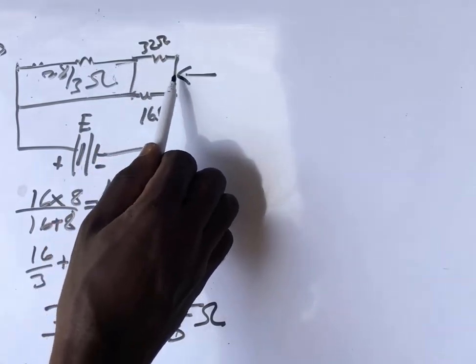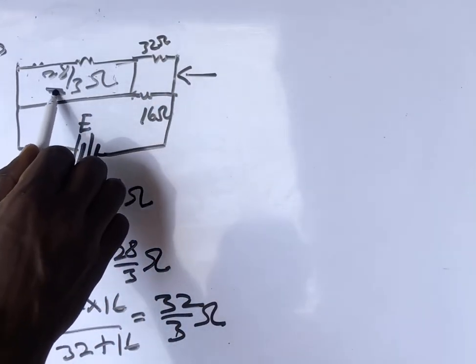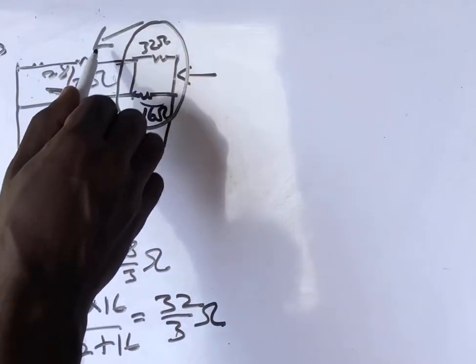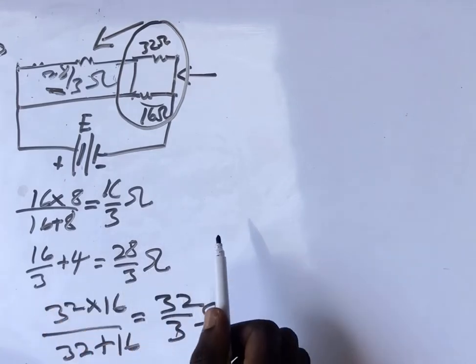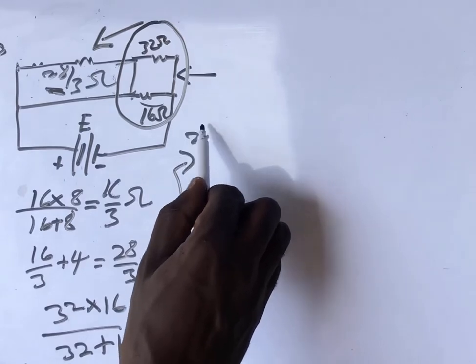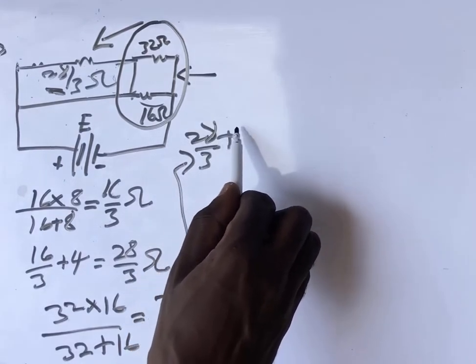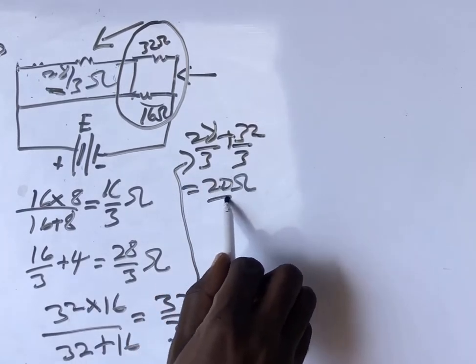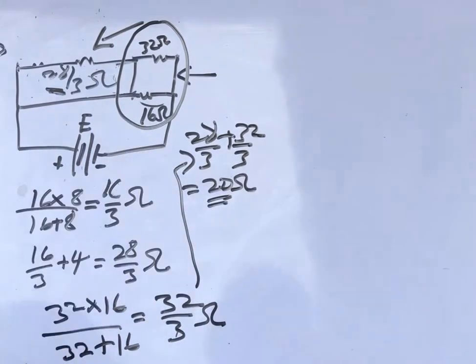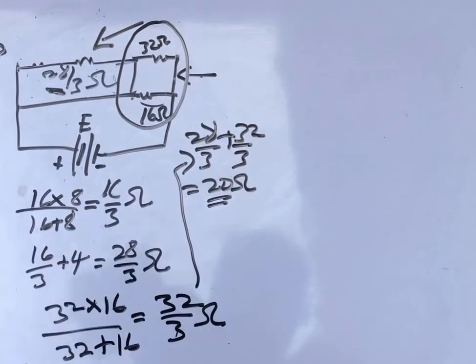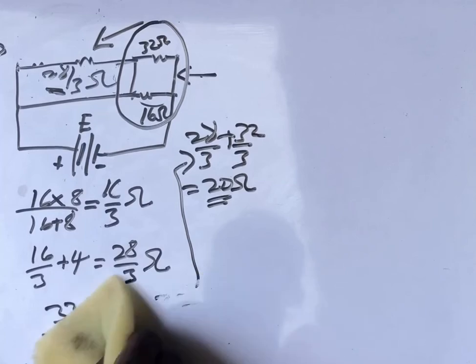It means that the whole of this portion will be in series with the 28 on 3. This will further simplify to give us 28 on 3 plus 32 on 3, and this will give us 20 ohms. We could do the same thing either way, so let's do the same calculation starting from the bottom. Let me clear this one.